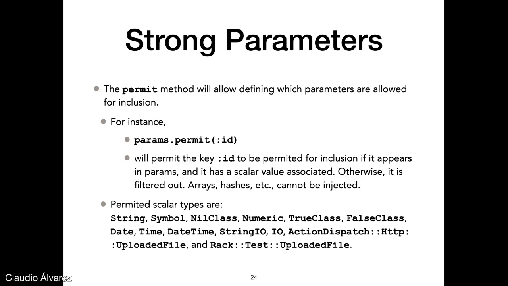Okay, so permit will allow you to specify which parameters are permitted. In this case, we're permitting the ID parameter, which is a scalar. Scalar types that are possible to allow are all of these shown below. You won't have any problem if you pass a Boolean value, a string, a symbol, a numeric value, and even a date or a time or a timestamp. All of those are scalar values.